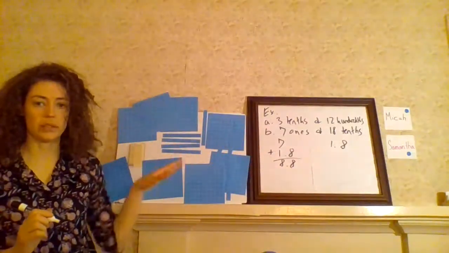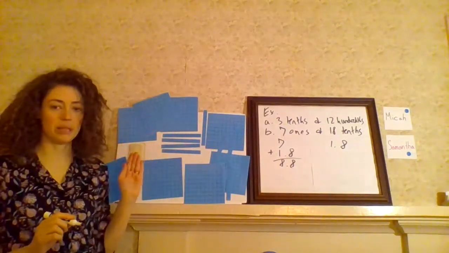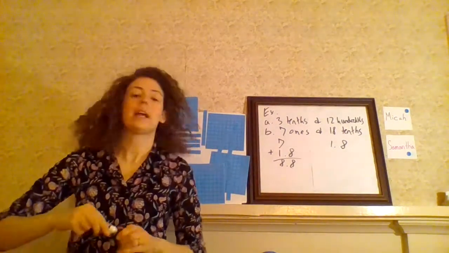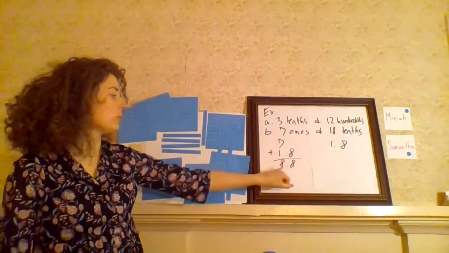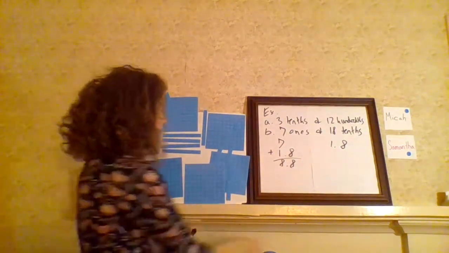Okay, so I hope that gives you a little indication of how you can add things using the base 10 materials and regrouping. Now I'm going to show you how we line things up, and so you can see what I've done here. So let's look at how we line decimals up when we add.